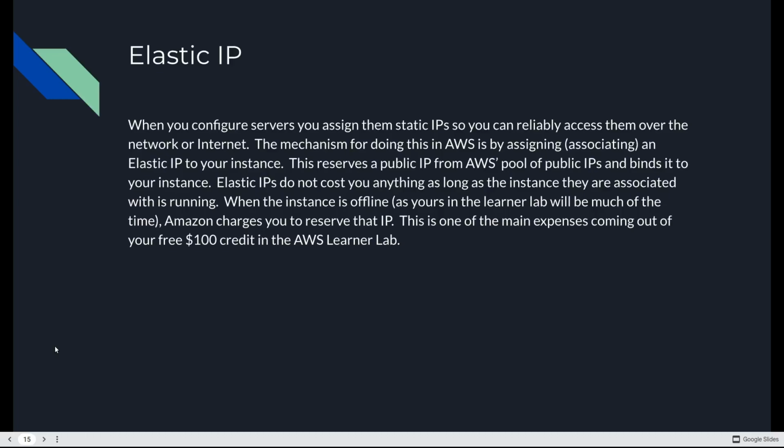Elastic IPs are interesting in that they don't cost you anything as long as the instance that they are associated with is running. When you're not using it, you get billed for it. Isn't that weird? So while your instance is offline, and yours is going to be offline the majority of the time when you're not working on things, Amazon charges you to reserve that IP. This is going to be one of the main expenses coming out of your $100 credit that you got for free. So you're going to see that magically go up every time you log in. Don't panic. It's just your elastic IP that's costing you money.